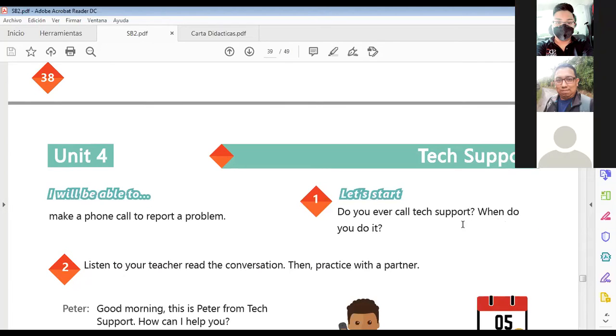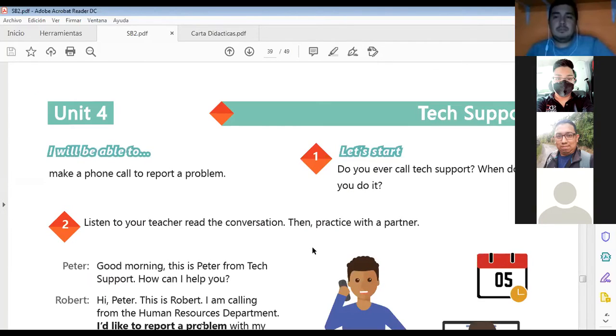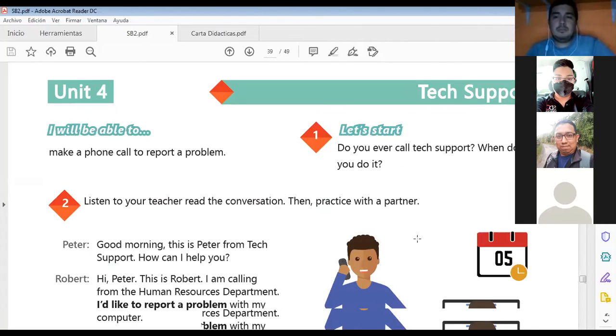When do you do it? ¿Cuándo lo hace? When do you do it? When I need it. Cuando no hay internet. When you don't have internet. When I don't have internet. When my computer is not working. ¿Con qué palabra se inicia, teacher? ¿Con qué palabra se inicia cuando no hay internet? When I don't have internet.